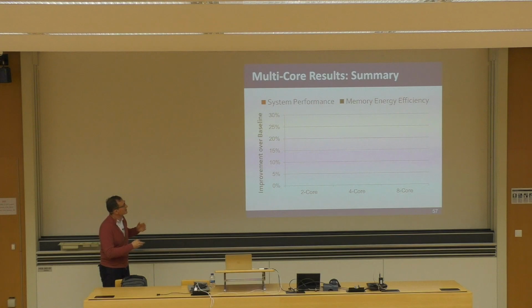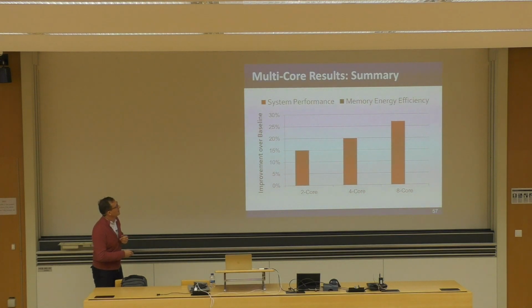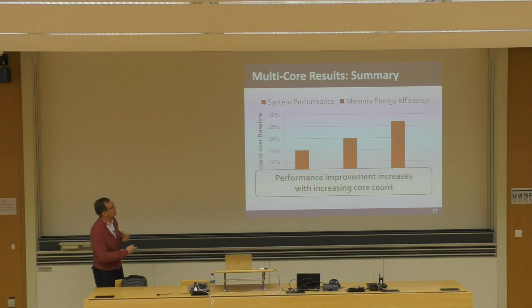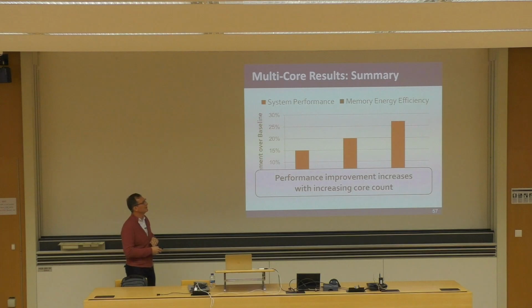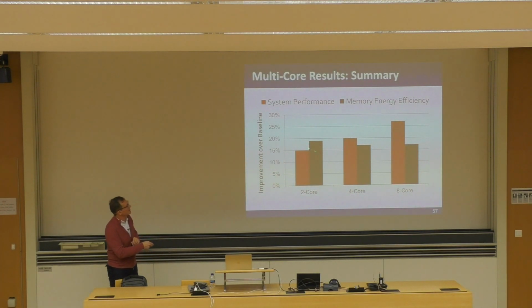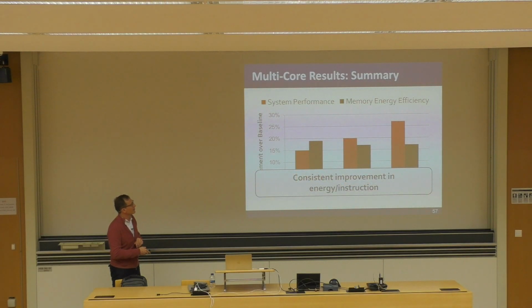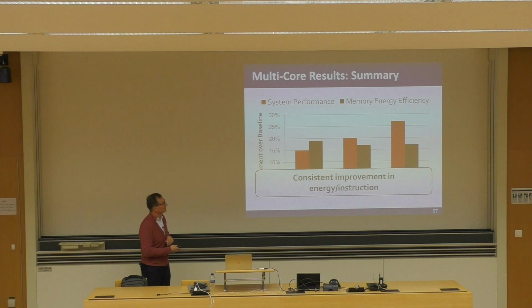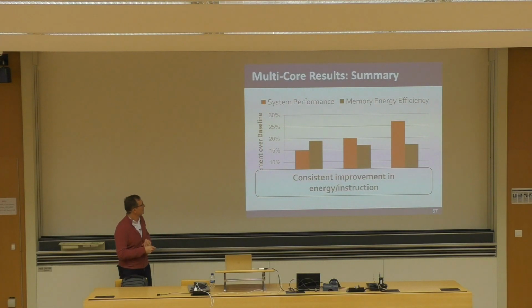And this is a summary of the multi-core results. You can see that on average the two-core performance improvement is about 15%, and the performance improvement increases with increasing core count. And the paper also studies energy efficiency improvements. That is also reasonably high, more than 15%. So you get consistent improvement in energy per instruction. Okay. There's also more analysis in the paper that I'm not covering over here.